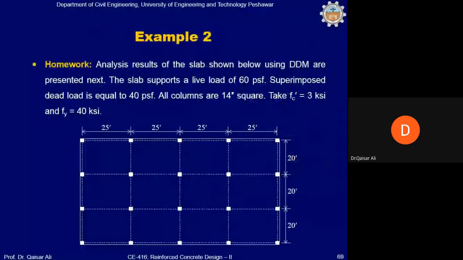Next are two examples which I would recommend that you practice. Example one has the same dimensions, 25 by 20 feet, but the loads are different. The slab in this case supports a live load of 60 pounds per square foot instead of 144 in the previous example, and the superimposed dead load is 40 pounds per square foot, unlike the previous case where it was 0. The columns are still 14-inch square. FC prime and Fy material properties have also been changed this time.